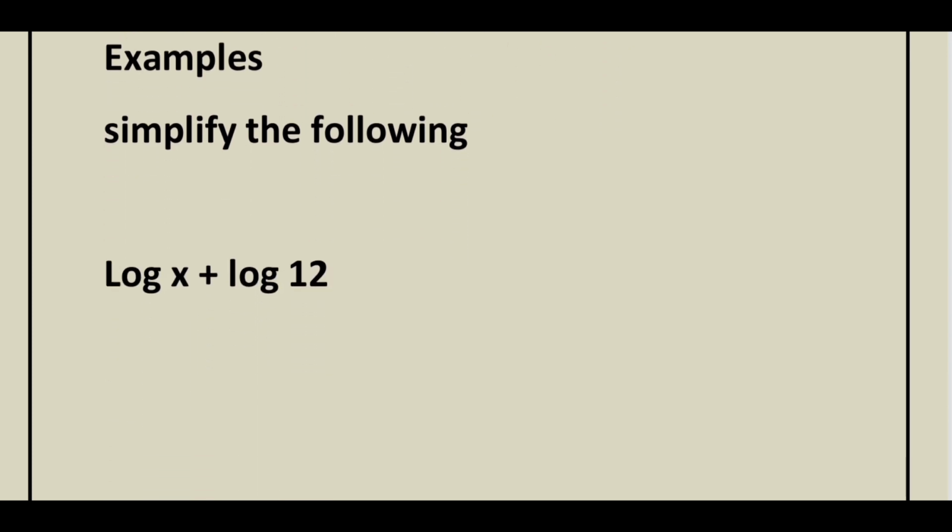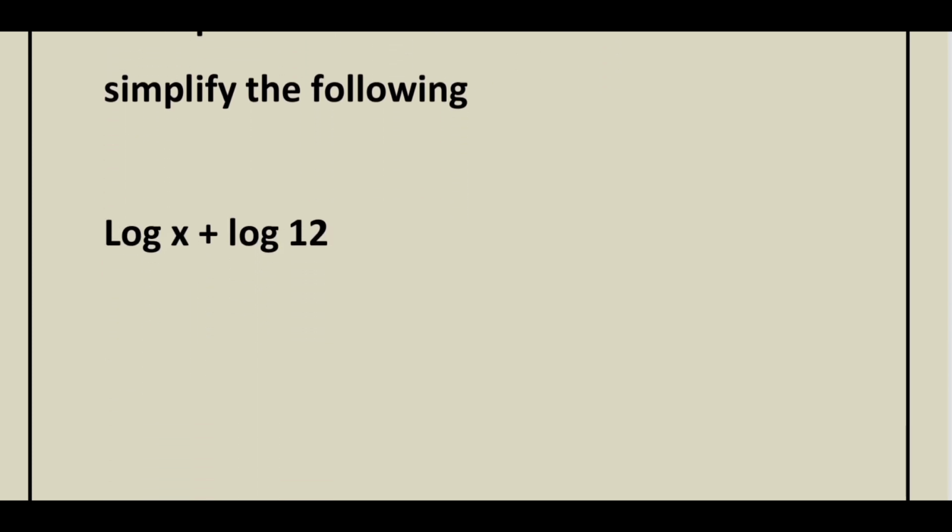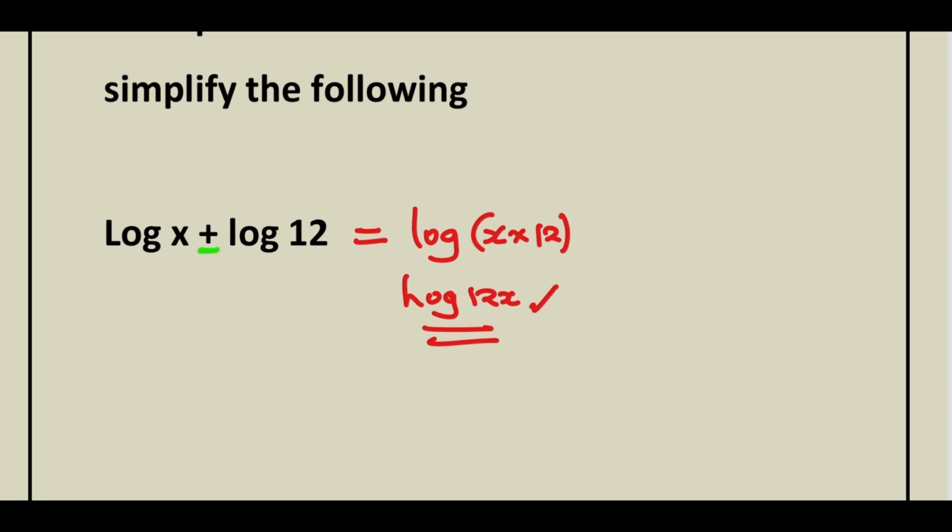Examples, we are told to simplify the following. Log x plus log 12. We shall have this is equivalent to log of x times 12. So x times 12 is equal to 12x. So that is how it can be simplified.